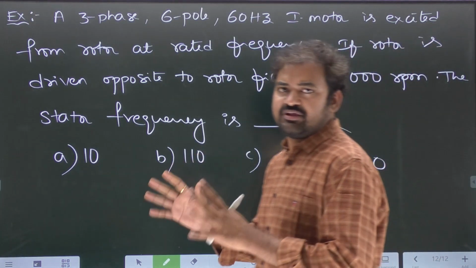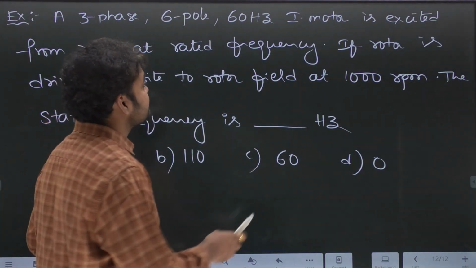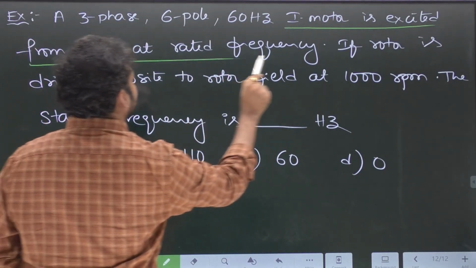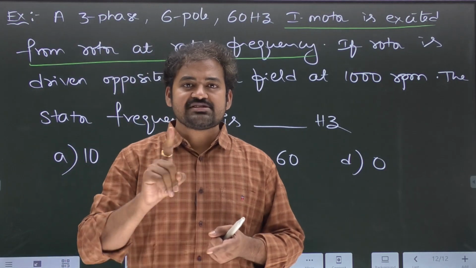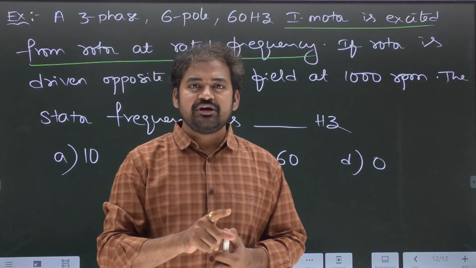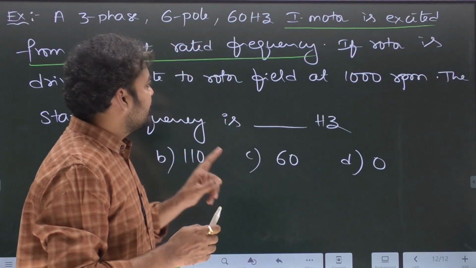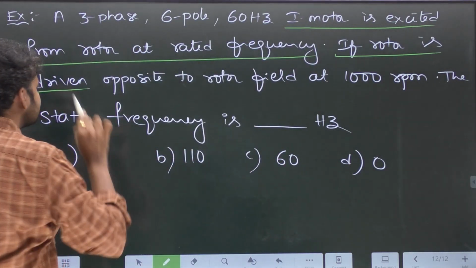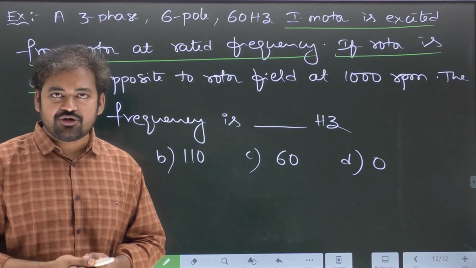Okay, it's almost like the previous question. The machine is once again excited from the rotor side. As the machine is excited from the rotor side, what is the slip speed? It is the relative speed between the rotor field and the stator conductors. And the machine is rotating. If the rotor is driven, the machine is not rotating on its own; an external prime mover is rotating this machine. That is the meaning of it.